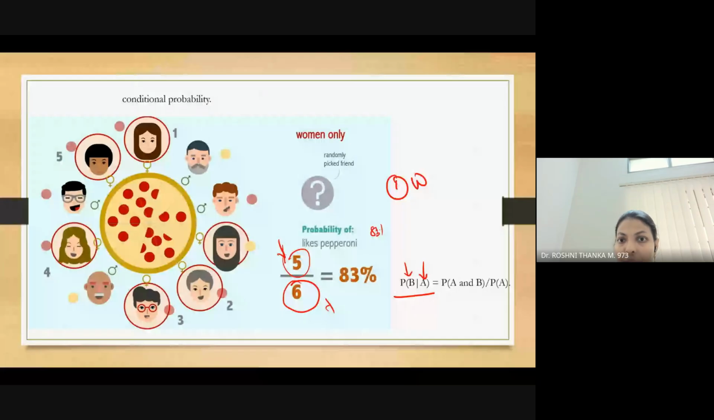5 like it. So that is conditional probability, denoted by P of A given B. So based on event A, we will be predicting event B. So based on 6 women, how many like pepperoni is the conditional probability. That is denoted by probability of A and B given A. A occurs, and then based on that, both conditions are satisfied. So this is called conditional probability. So these are the 3 types of probability.